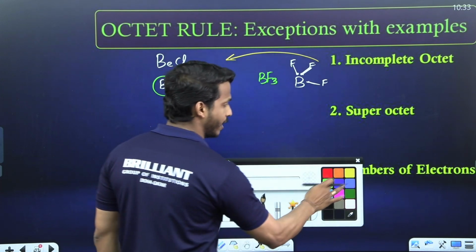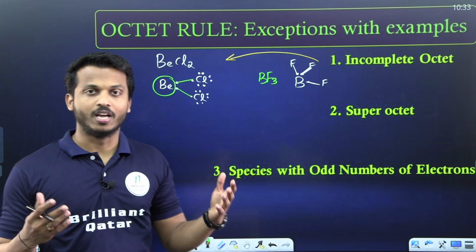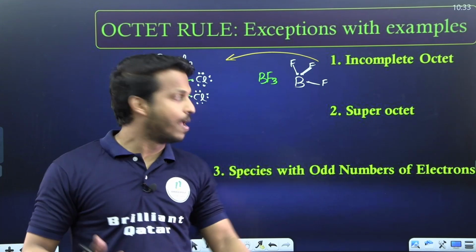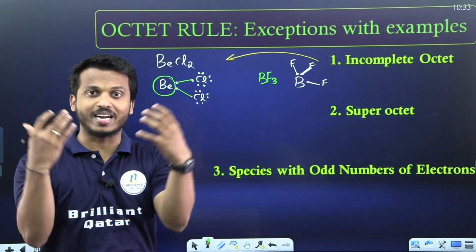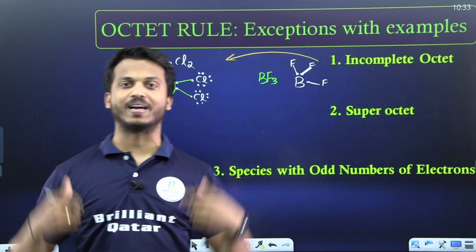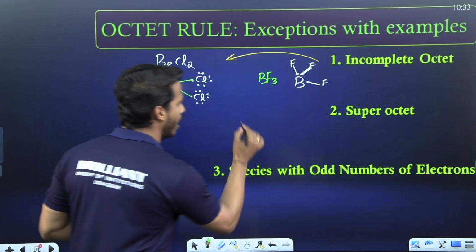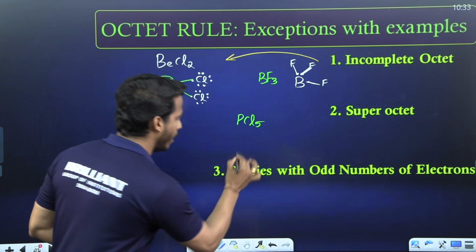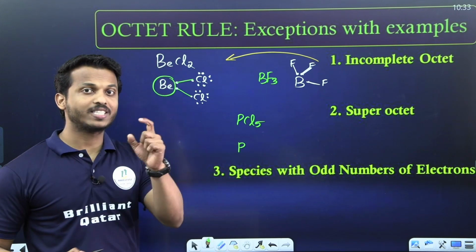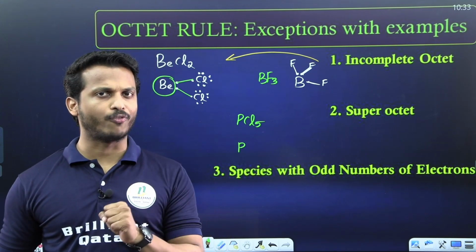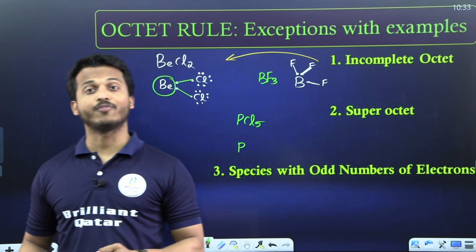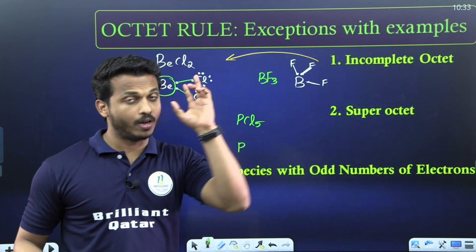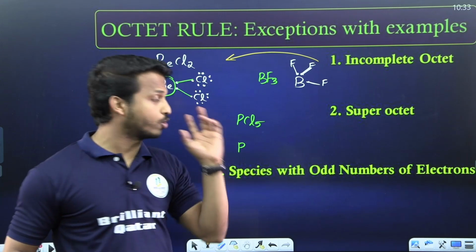Then superoctet. What do you mean by superoctet? The opposite. Here these examples cannot complete their octet, but superoctet means the central atom possesses more than 8 electrons in its outermost shell. For example, PCl5, phosphorus with 5 chlorine. Phosphorus is the central atom. What is the atomic number of phosphorus? 15. So what is the configuration? 2, 8, 5.